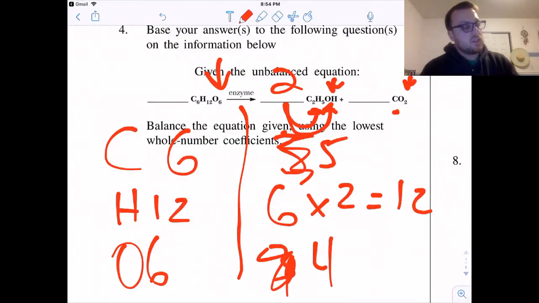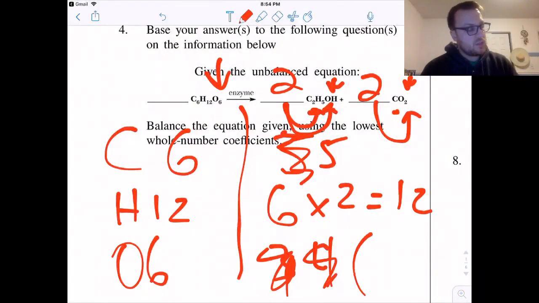Take your time with balancing. Count. If you can count, you can balance. If you count and it's not balanced, you goofed. Change a number.